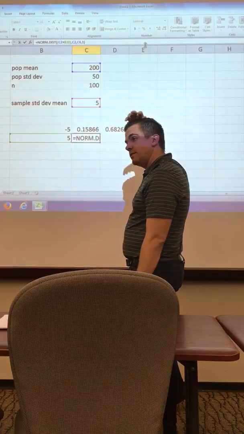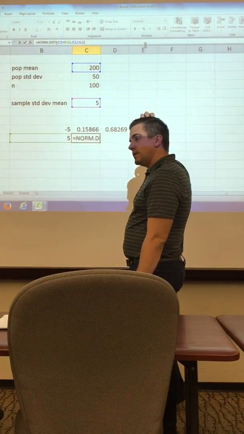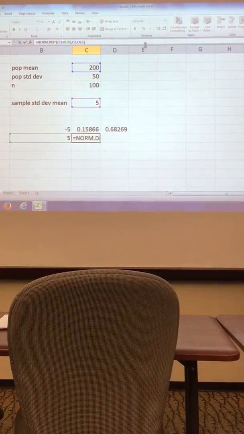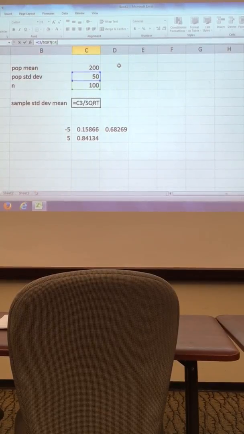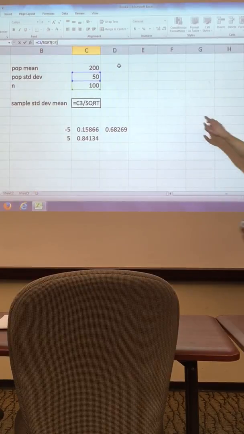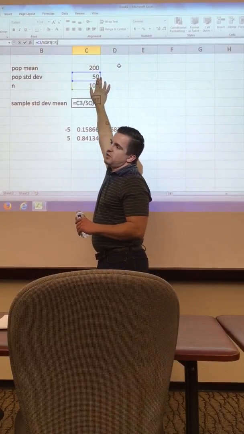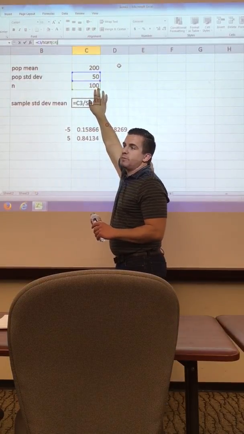Is that sample standard deviation a formula? Yep. Can I see that? It's in the book, over there. What does that tell us? The formula is just the population standard deviation divided by the square root of the sample size.